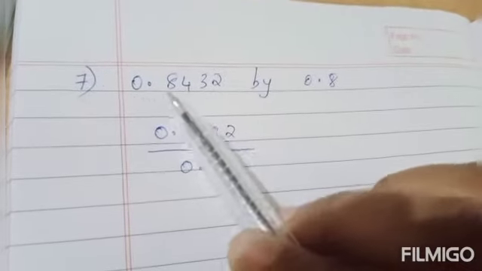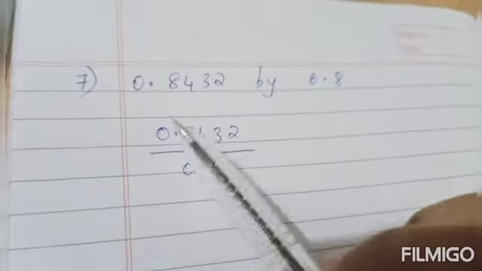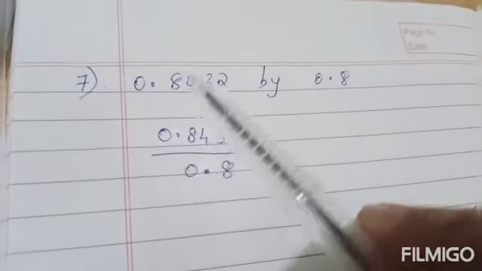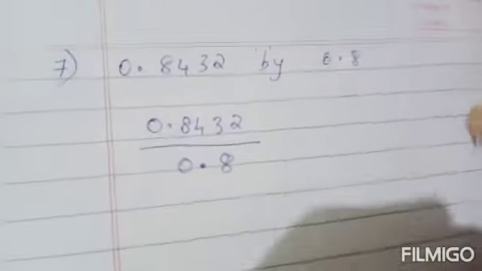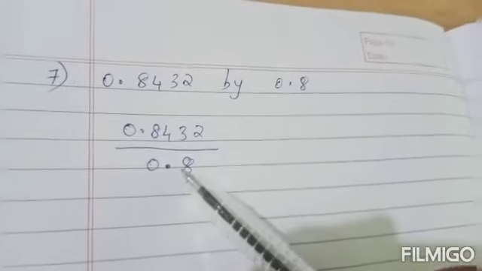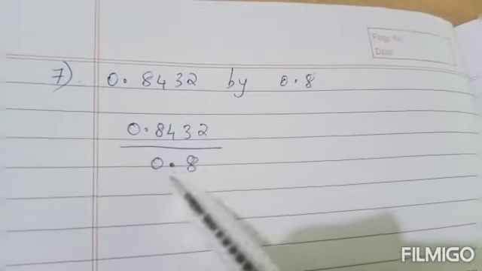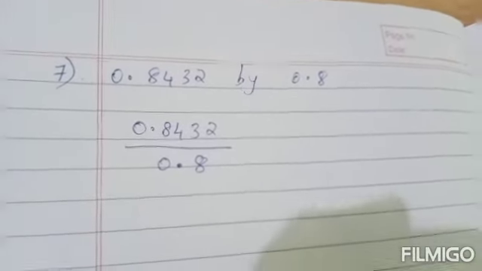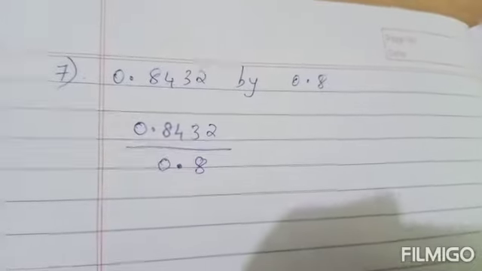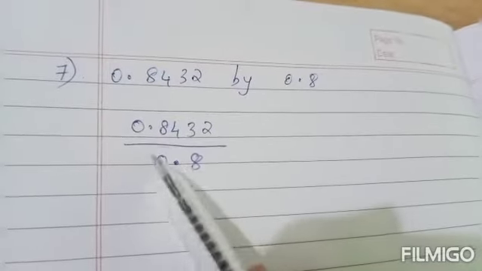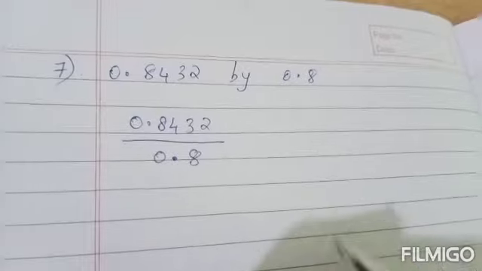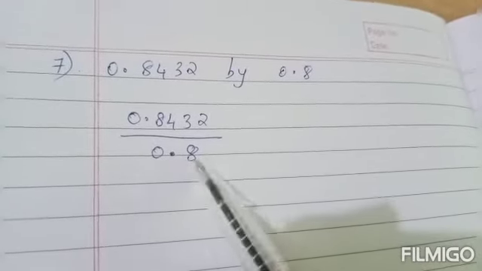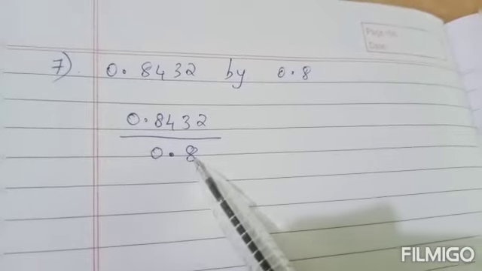Seventh question, 0.8432 by 0.8. So this is the division of a decimal by another decimal. In order to divide a decimal by a decimal, change the denominator or divisor, 0.8, to a whole number. So how can you change 0.8 to a whole number? In 0.8, after the decimal point, one digit is coming.